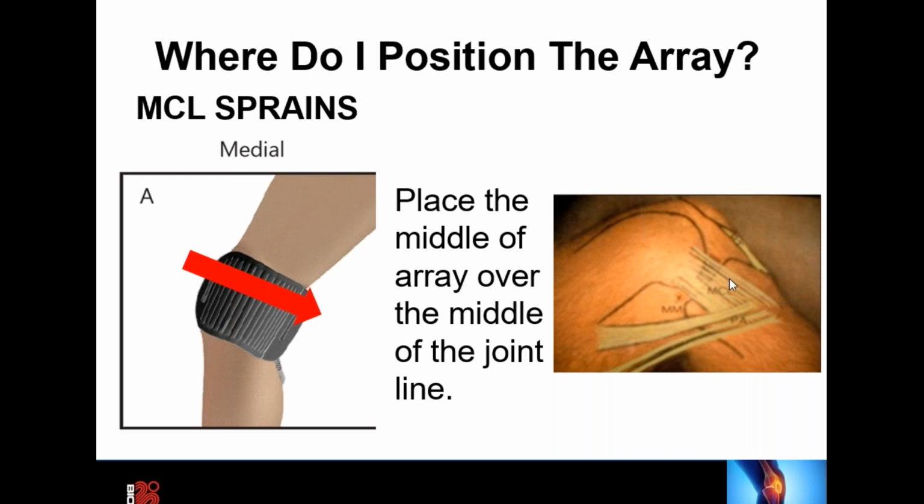So here's the MCL, here's a joint line, and you want to place the array in the middle of that joint line so it overlies that medial collateral ligament. In larger knees, you can do 2 placements over this entire area.